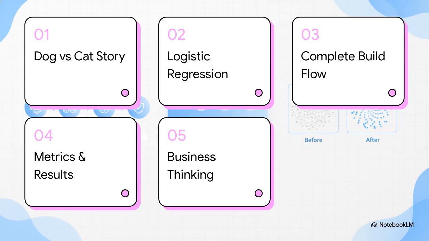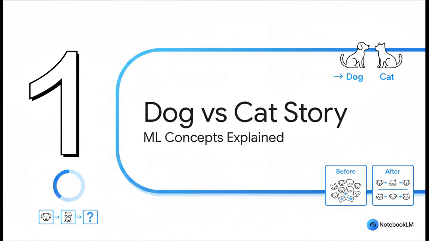So, here's our game plan for today. 1. The dog versus cat story. 2. The magic of logistic regression. 3. The complete build flow. 4. Metrics and results. And finally, 5. Business thinking and common mistakes. All right, starting off with part 1, machine learning and the dog versus cat story.